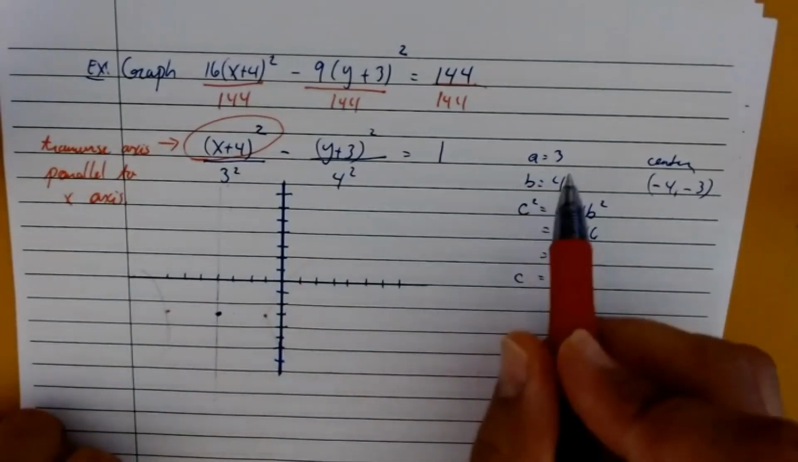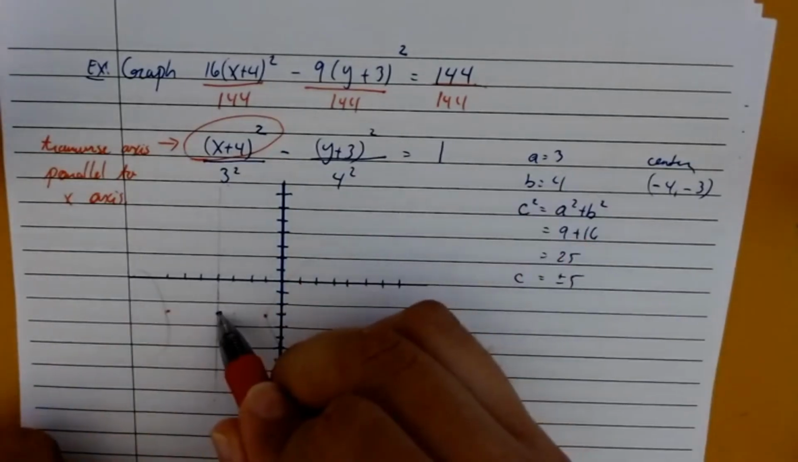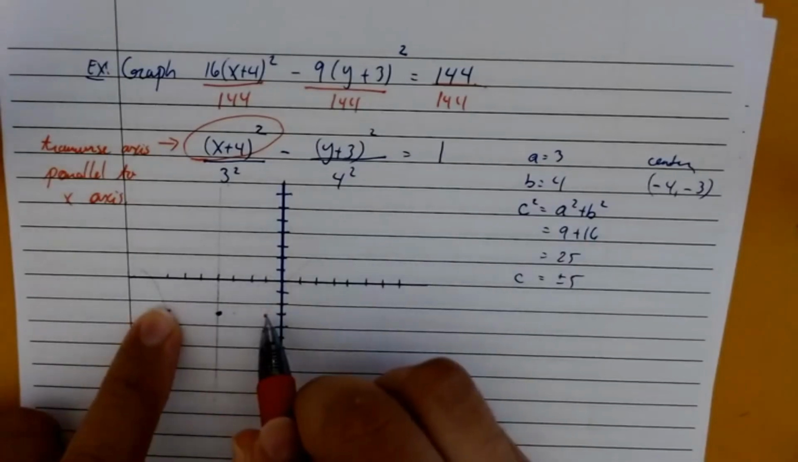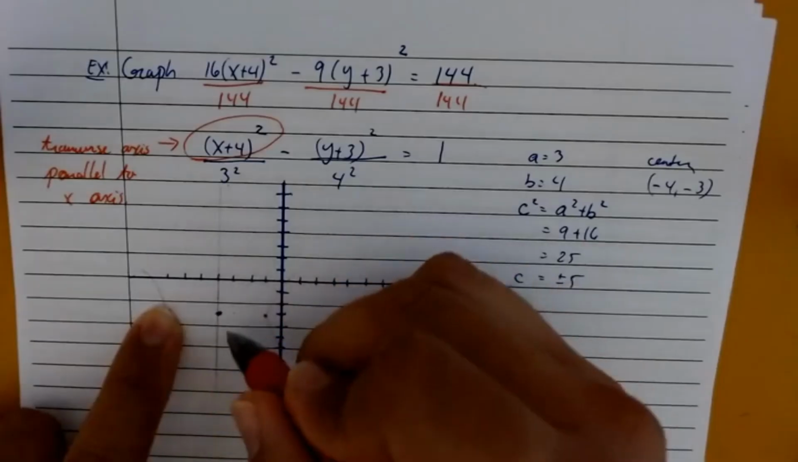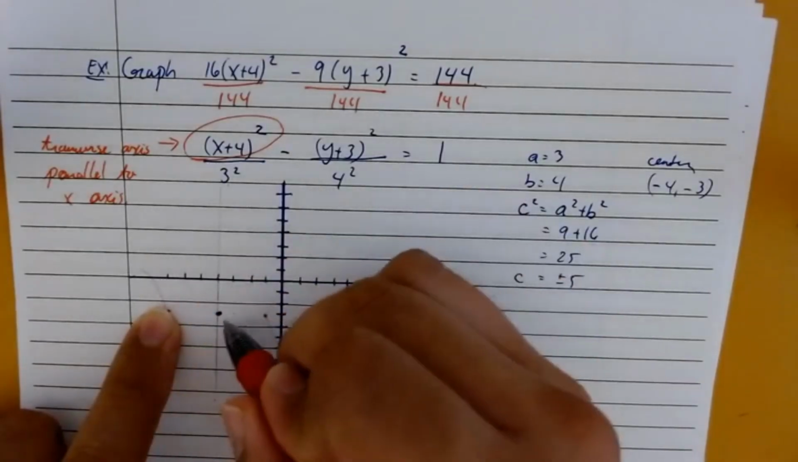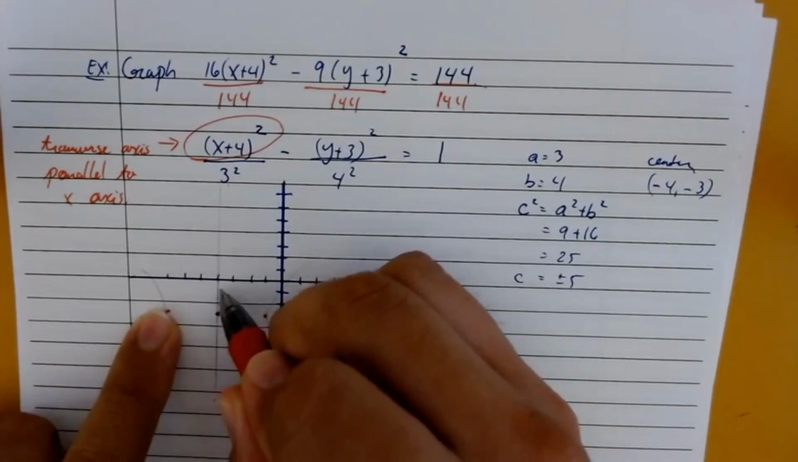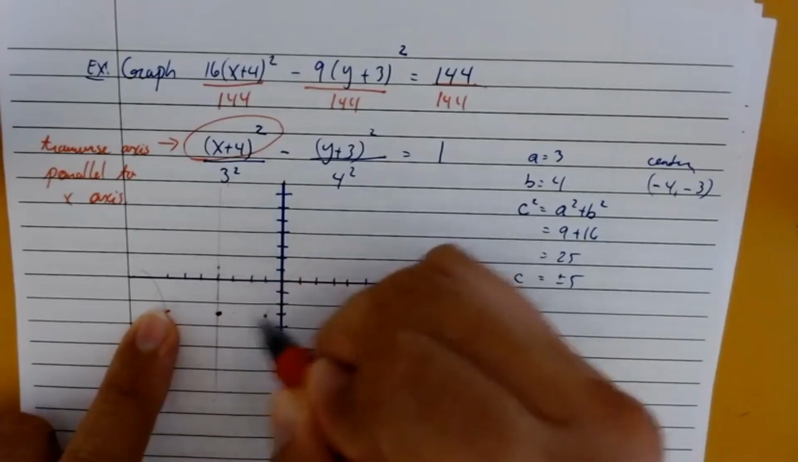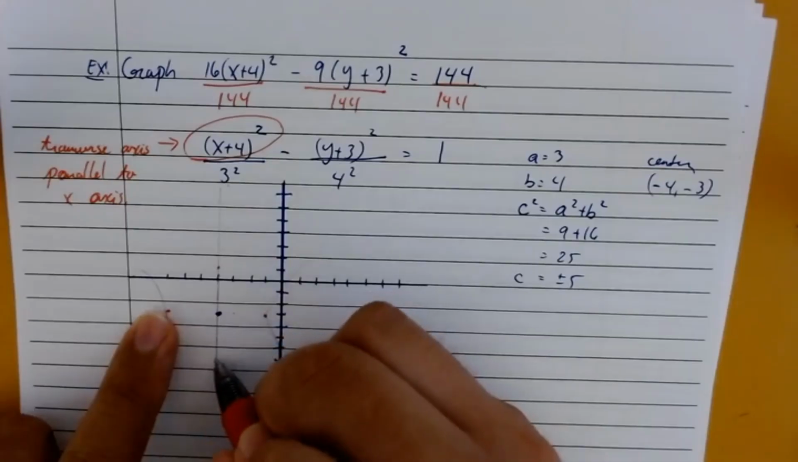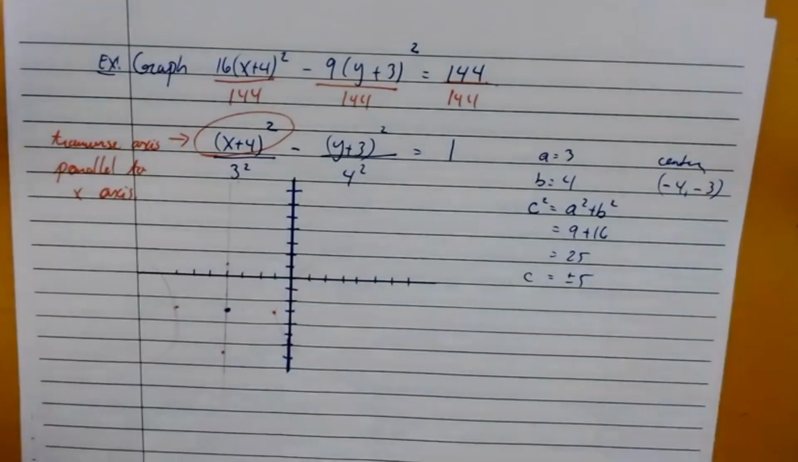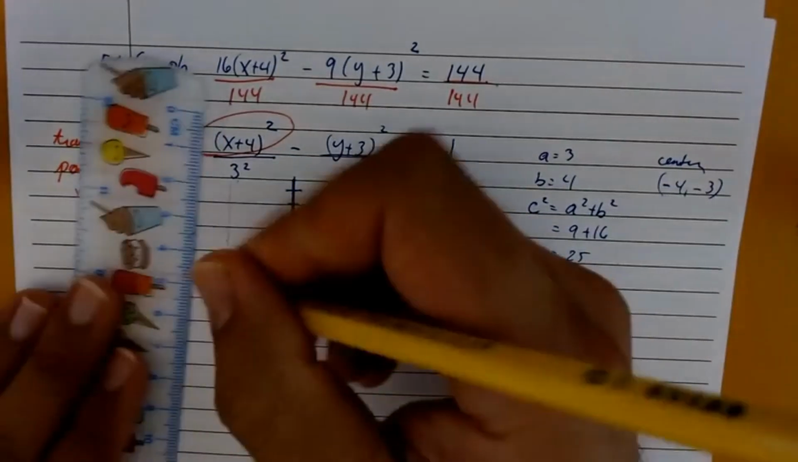Our b tells us that from our center, we're going to go, well, here we went left and right to find our vertices. So now we need to go up and down to find our box. We're going to go up 1, 2, 3, 4 steps. We're going to go down 1, 2, 3, 4 steps. And we're going to create a box out of those points.